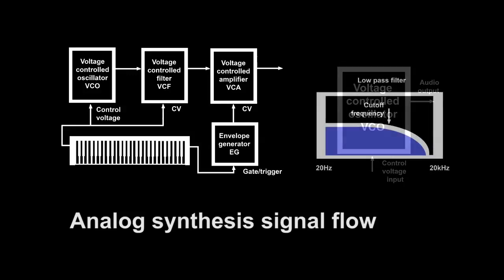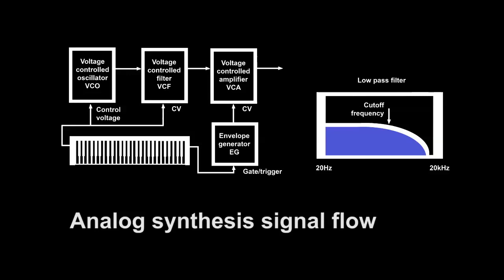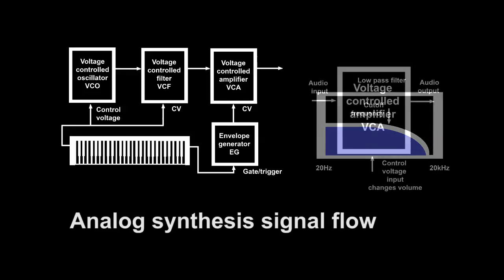Subtractive synthesizers traditionally routed the oscillator to a filter. A filter is a device that removes part of the audio spectrum. Filters are defined by what part of the spectrum they remove. A low-pass filter removes the upper spectrum above the cutoff frequency. Filters in synthesizers have an audio input, an audio output, and a control voltage input. Changing the amount of control voltage into a voltage-controlled filter changes the cutoff frequency of the filter, making the sound brighter or duller.